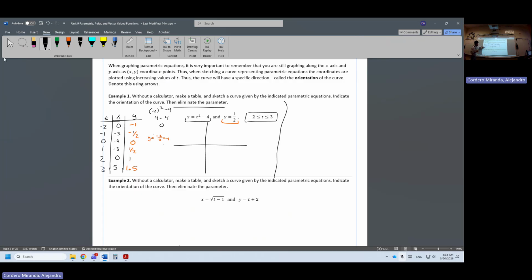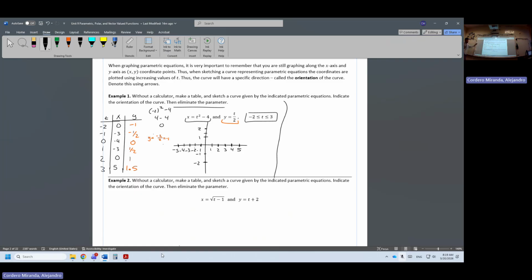So on x, I need to go all the way from -4 to 5. So let me make my scale accordingly. 1, 2, 3, 4, 5. 1, 2, 3, 4, 5. Okay, and then on the y, I need to go from -1 is the lowest, and 1.5 is the biggest. So I'll make my 1 here, 2 here. This will be 1.5. This will be -1, -2.